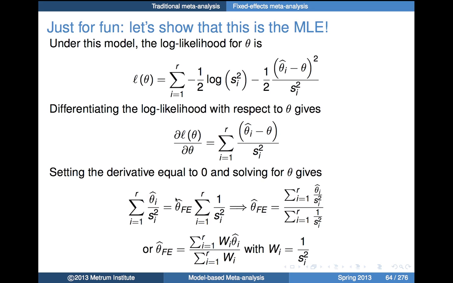At that gradient, that'll be our maximum likelihood estimator, times the sum of 1 over Si squared. That's just a simple rearrangement of this middle equation here. Then solving for theta hat FE, we get that theta hat FE is the sum of theta hat i over Si squared, divided by the sum of 1 over Si squared. We can re-express that as the same fixed effect estimator equation we had in the previous slide, where the Wi's are the 1 over Si squareds.